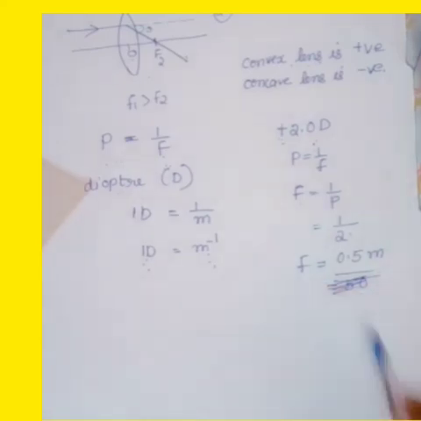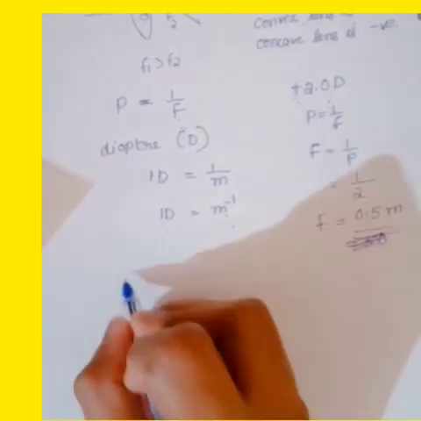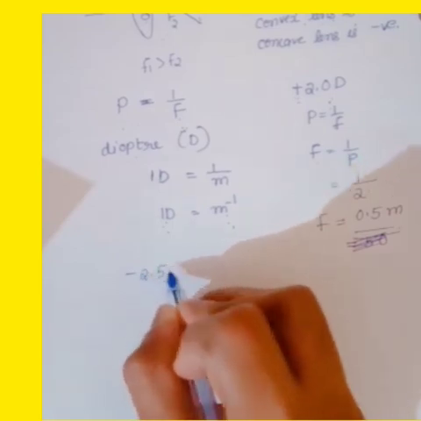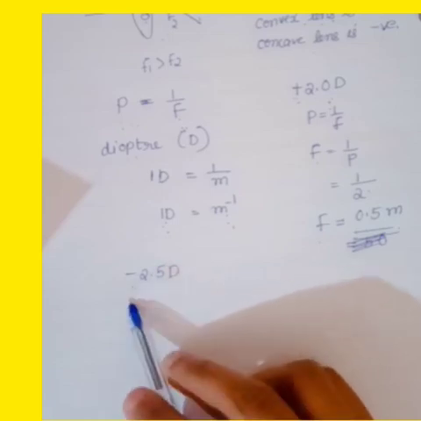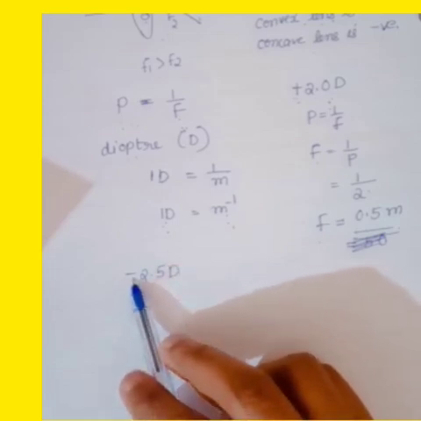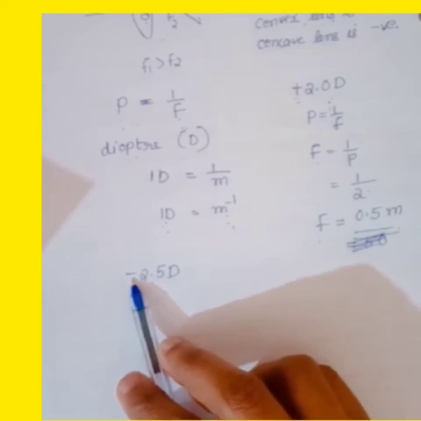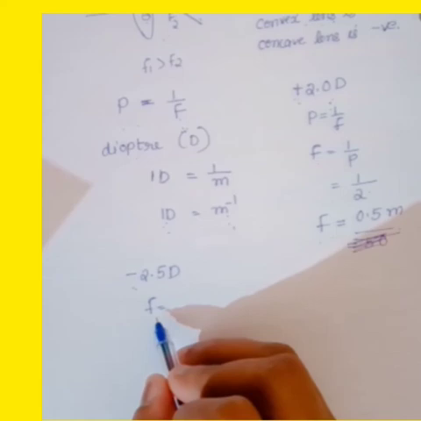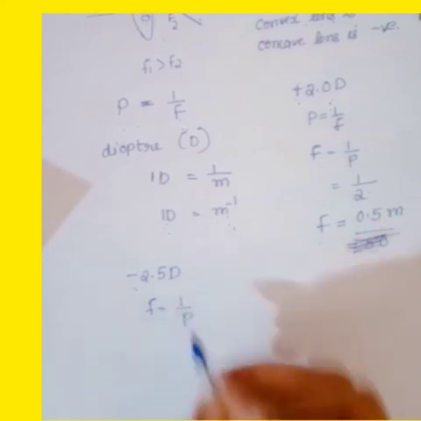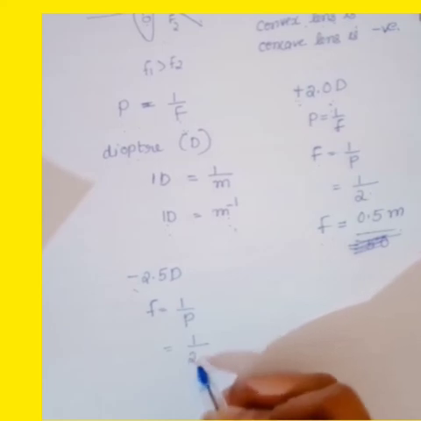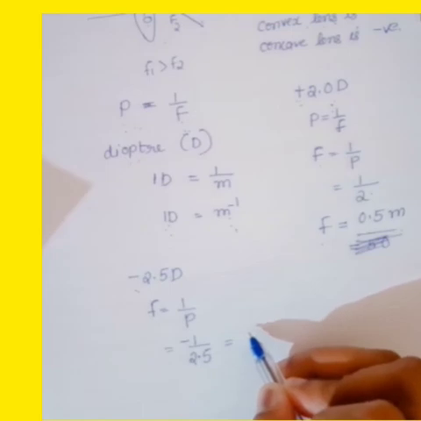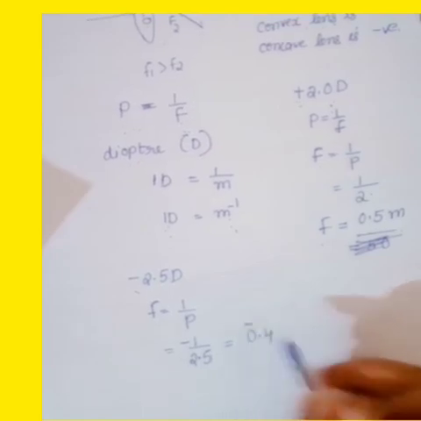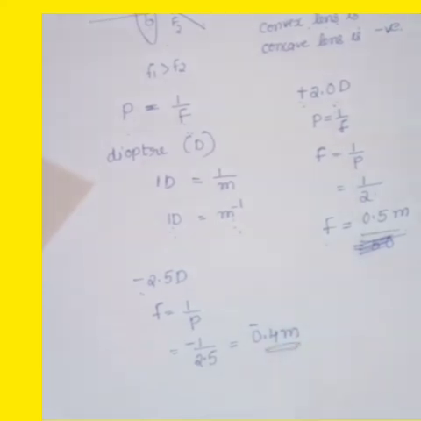Okay. Similarly, if a lens has a power of minus 2.5 diopter, which type of lens is this one? Because it has a negative sign, this is a concave lens. Okay. And how can we calculate its focal length? You know that focal length is equal to 1 by P, which is equal to 1 divided by minus 2.5, which is equal to negative 0.4 meter. That is its focal length, and this lens is a concave lens.